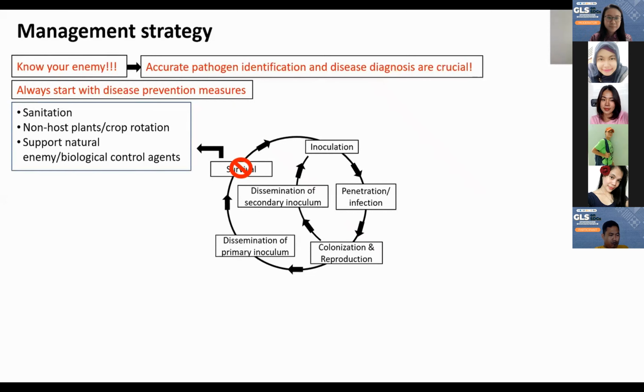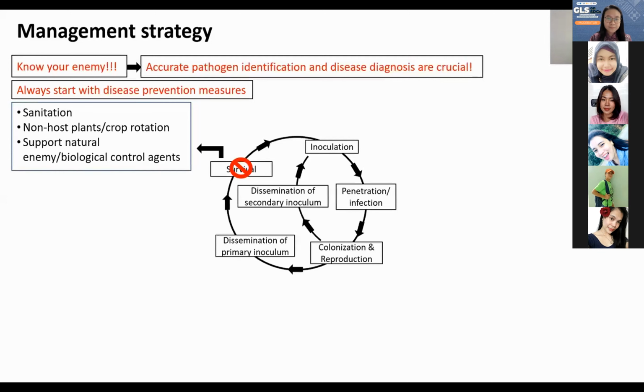Another thing we can do is planting non-host plants or doing crop rotations. These are very common practices in controlling many plant diseases, especially here in the US. Growers usually do this practice to prevent buildup of inoculum in their field from the previous crop.